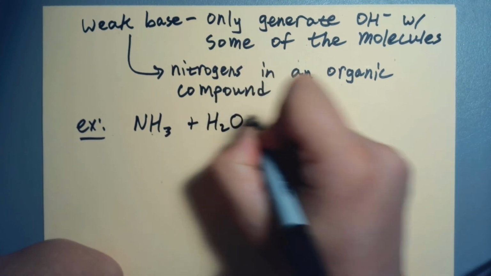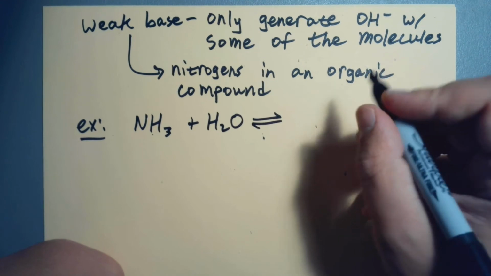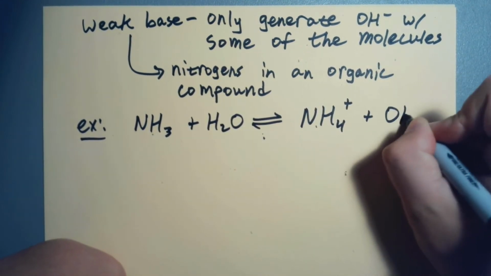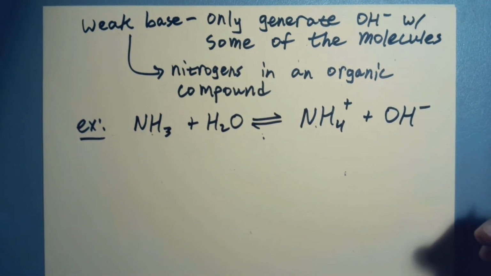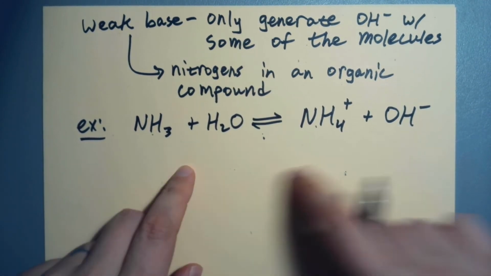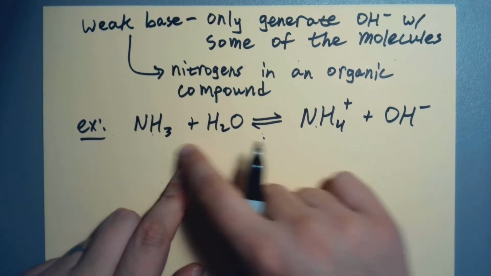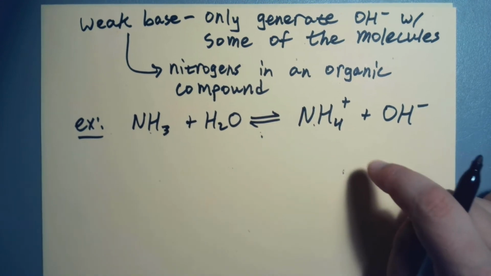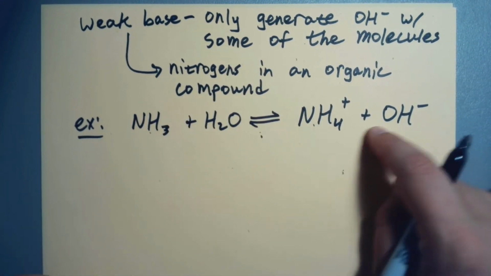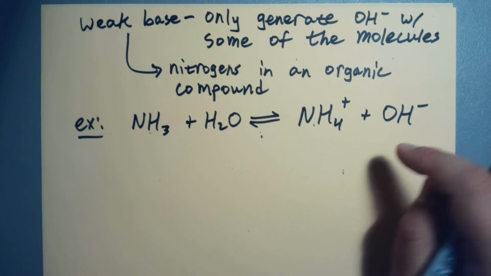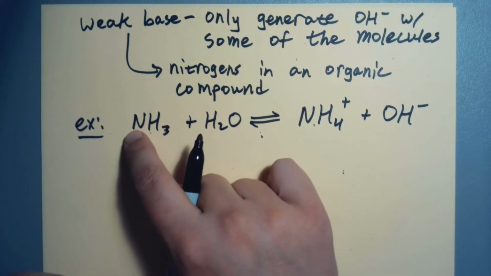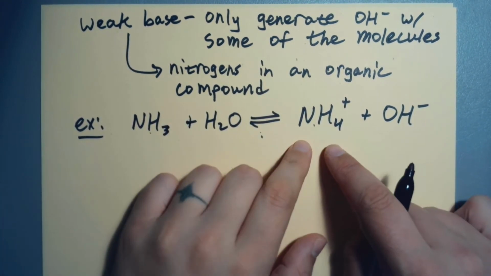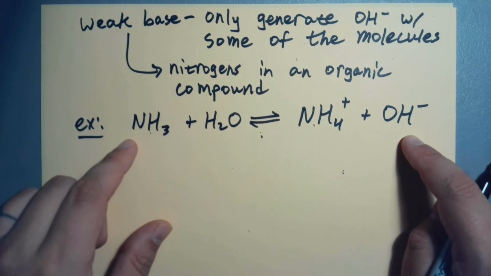If we have water with it, it's a weak base. This is an equilibrium process. We get the ammonium ion and we get hydroxide ion. So this goes back and forth. So some of these are NH3s and some of them are NH4s. And so this is why ammonia generates basic solutions, because it is a nitrogen compound, and so it's going to be a weak base. So not all these nitrogens are going to the right-hand side and making OH minus. Only some of them.